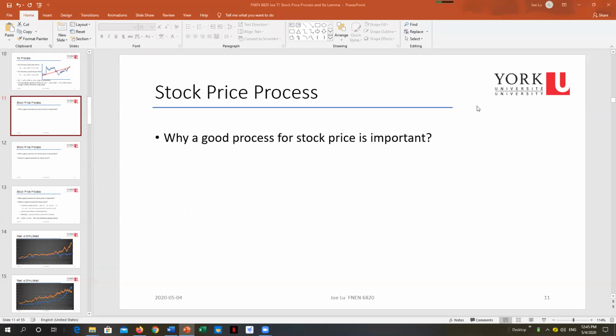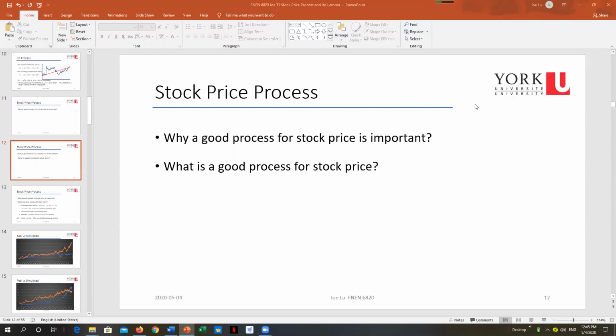A stock price process is very important for us because, for that matter, the process of any underlying variable is very important for us. We're going to build a good process for us to use, so that we can utilize it to price our derivative asset more easily. But what does it mean? What is a good process for a stock?